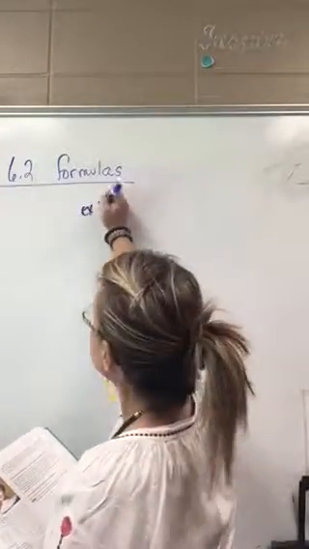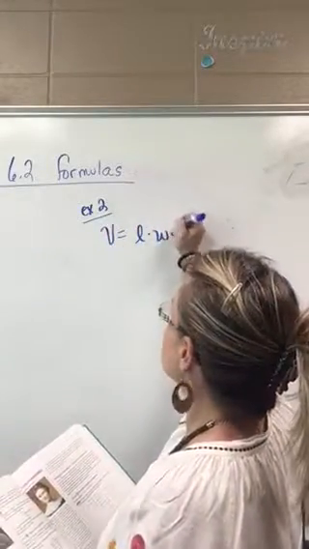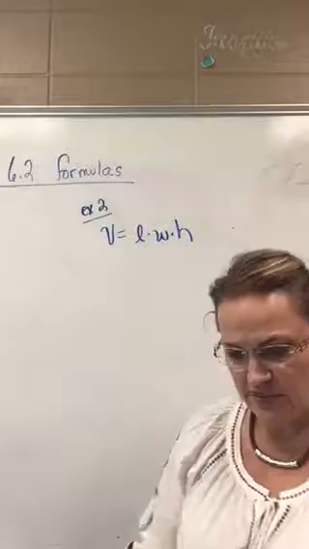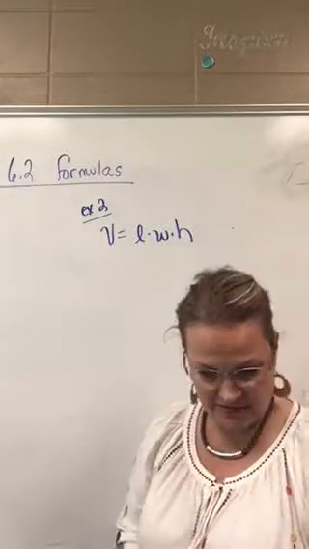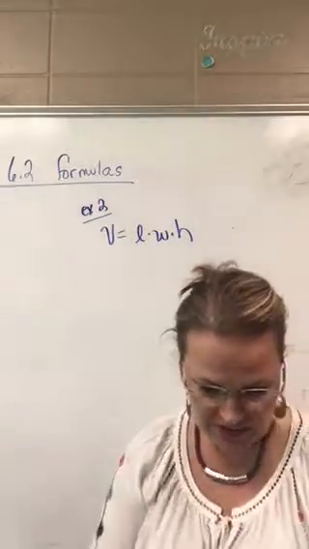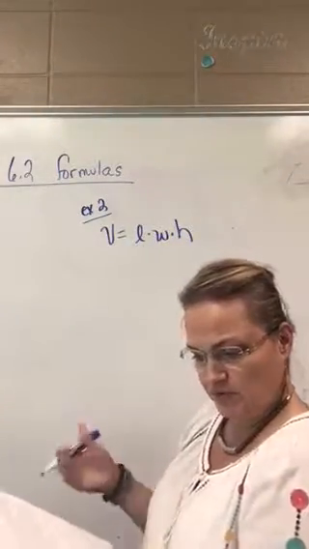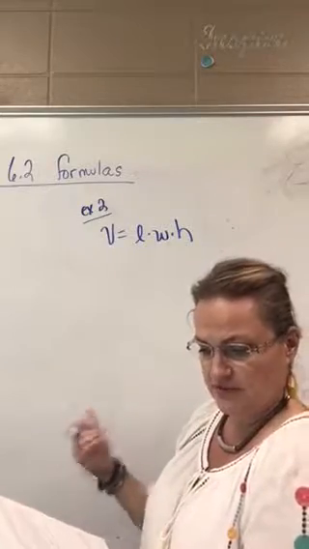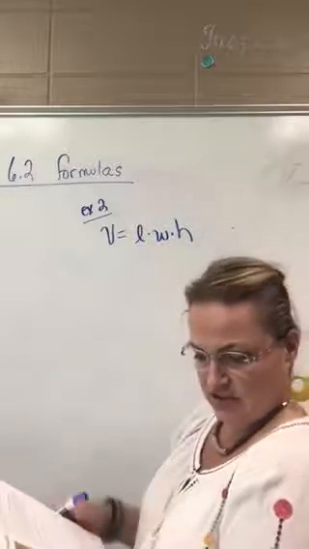Example 2. Volume of a box is its length times width times height. The 3 dimensions multiplied together tells you how much volume or space is inside of the object. So in this one, if you're following along, it says the formula for the volume of a rectangular box is volume is length times width times height, or V equals LWH.